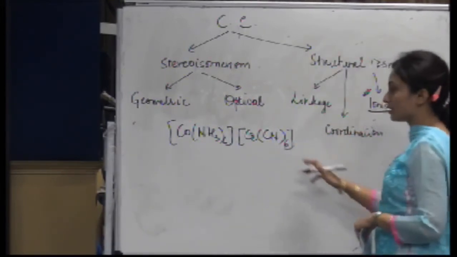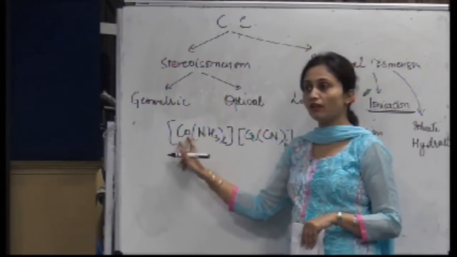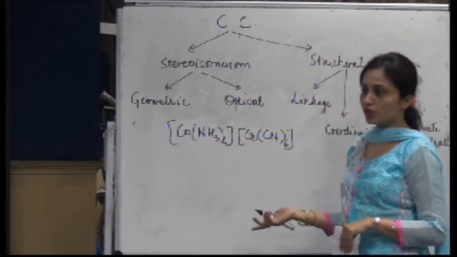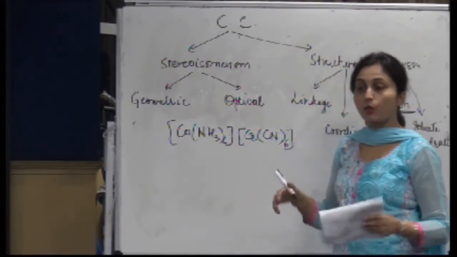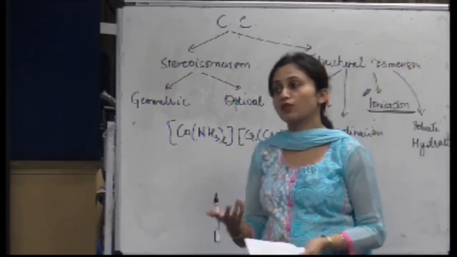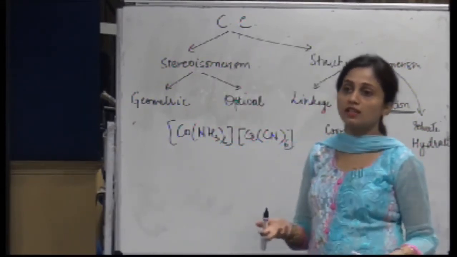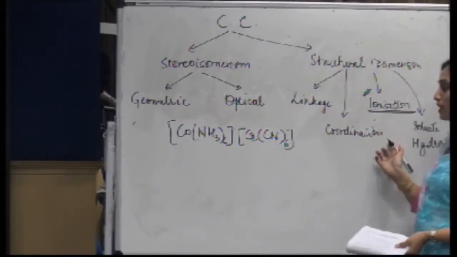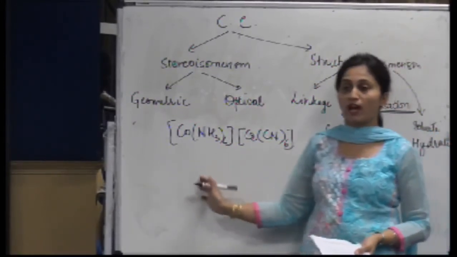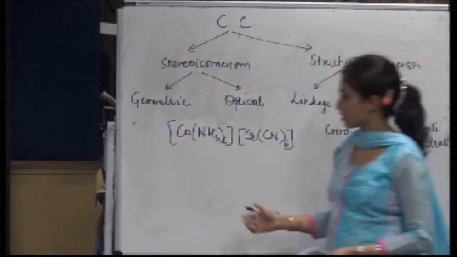So what can happen here in this case? Cr can come here and Co can come here. Then in that case you say that the coordination sphere in fact has changed for the metal atom, and because the coordination sphere for the metal atom has changed, you call it coordination isomerism. This is always possible whenever you have double coordination spheres.